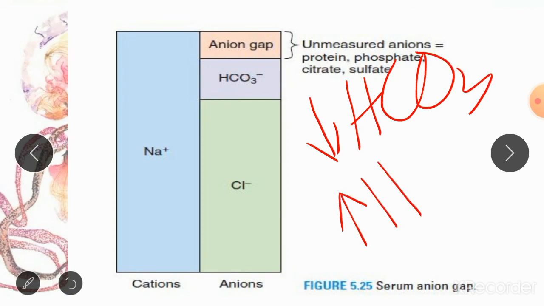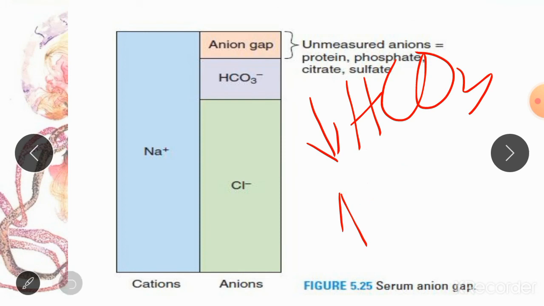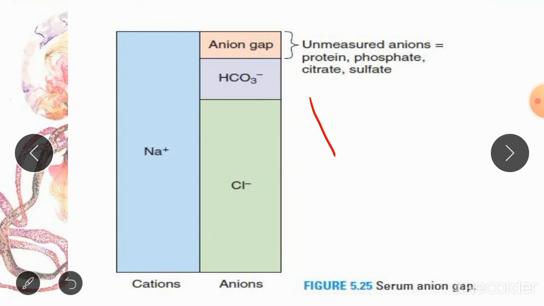Now, how can you determine if the metabolic acidosis is because of excretion of bicarbs in the urine, or is it because of increased acids in your body? So, to determine this, you can do a simple calculation. Whenever your anion gap is normal, this means that the acidosis is because of reduced bicarb ions.